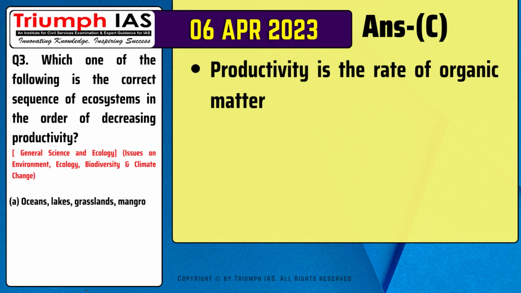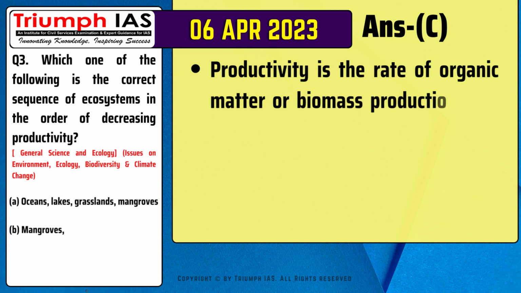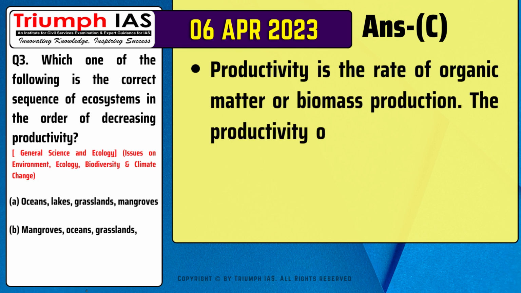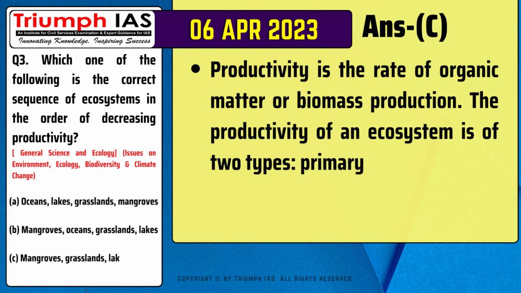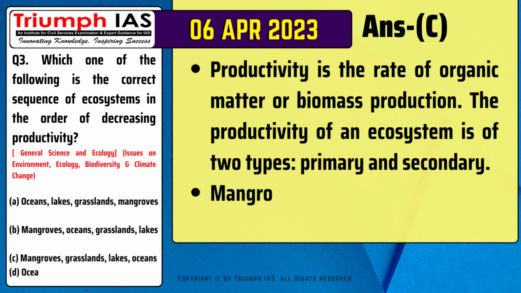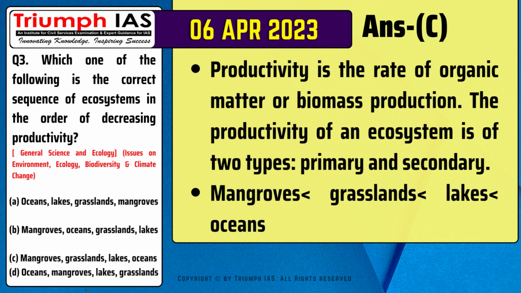Number 1. Productivity is the rate of organic matter or biomass production. The productivity of an ecosystem is of two types, primary and secondary. Number 2. Mangroves, grasslands, lakes, oceans.